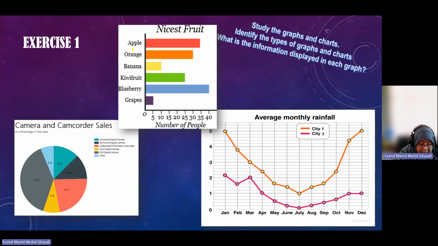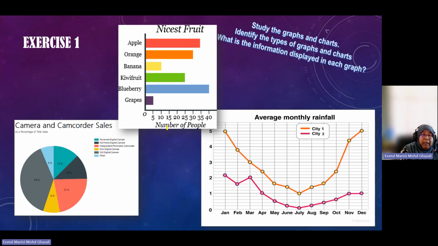What do we call this? This is the bar graph. And what is the title of the bar graph? Nicest fruit. Okay. How many types of fruit are being compared? Six types of fruit. And here the x-axis talks about the number of people.